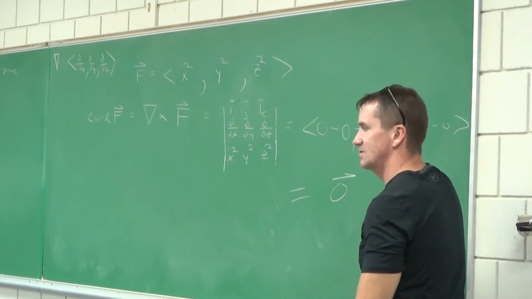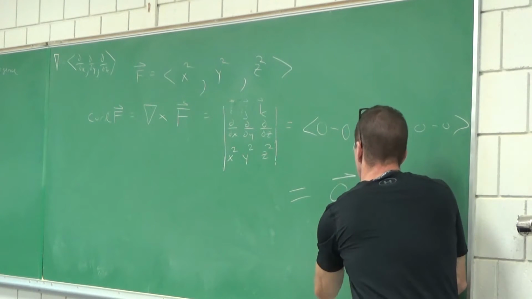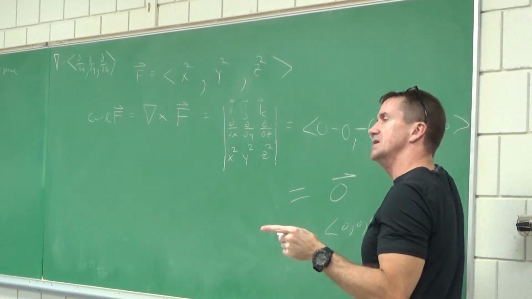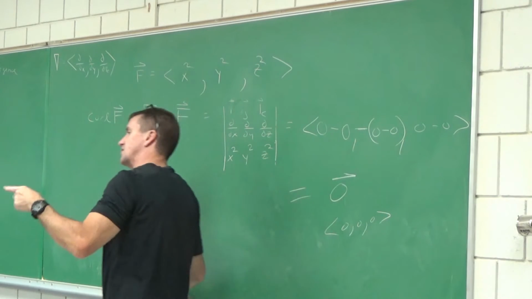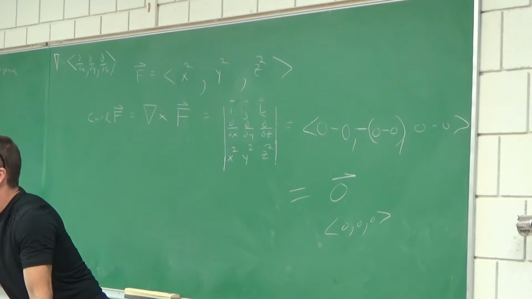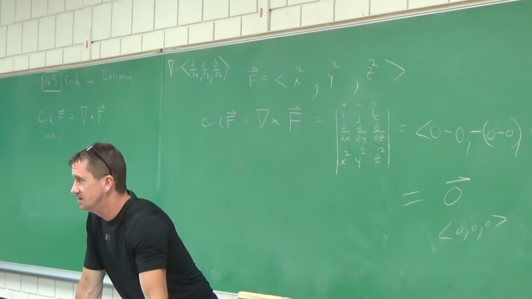So this came out to be what we call the zero vector. And you can write it like that, unless you want to write 0, 0, 0. We call it the zero vector. Well, there's a connection between conservative vector fields and the curl of the vector field. And here it is. And I think we should prove it.